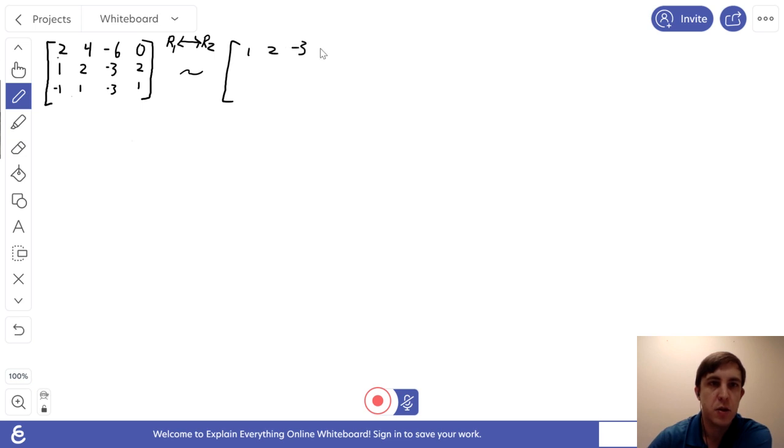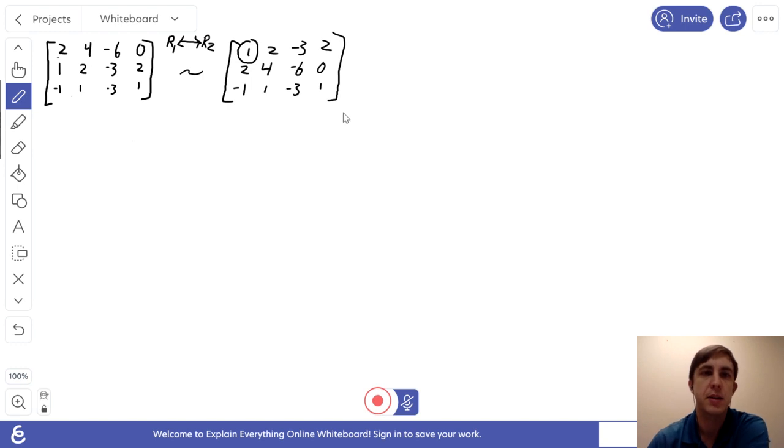That gives us 1, 2, negative 3, 2, 2, 4, negative 6, 0, negative 1, 1, negative 3, and 1. I'm going to go ahead and circle that 1 because it's where I want it to be to help me keep track along the way. Now that I have a 1 in that pivot position, I want to try and make zeros above and below it. So in this case, that just means below it.